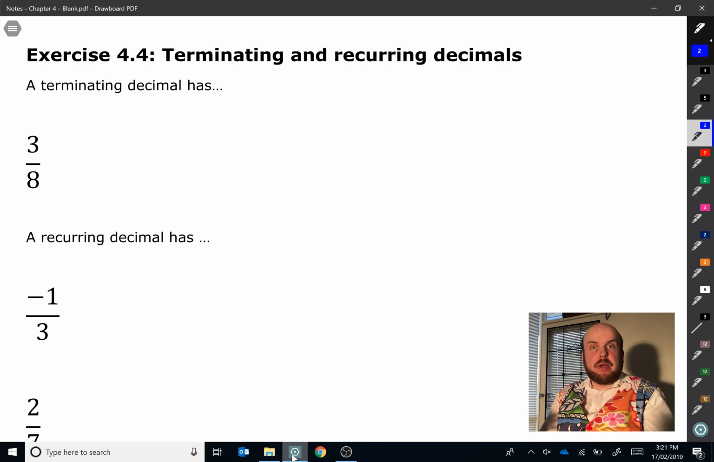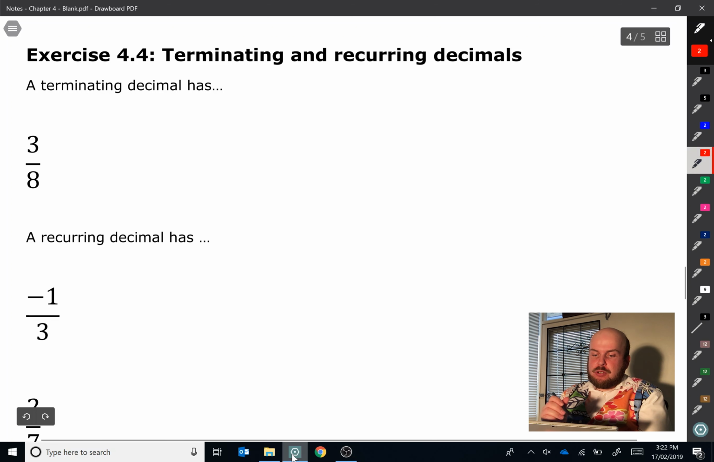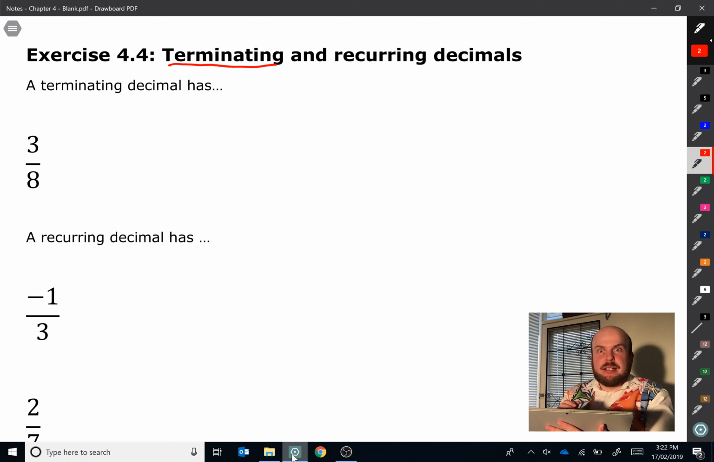In this video, what we're going to be doing is looking at terminating and recurring decimals. So what do those mean? Some of you may have heard of these terms before in primary school or earlier in your schooling life. If we start with the word terminating, you can think of Arnold Schwarzenegger as the Terminator, and he was destroying people, as in ending people.